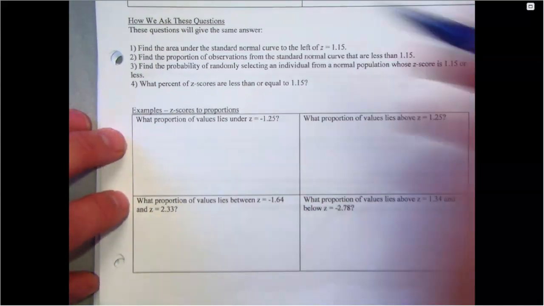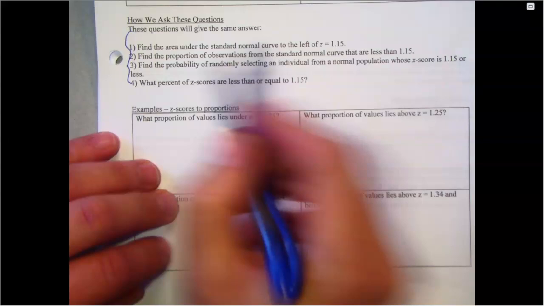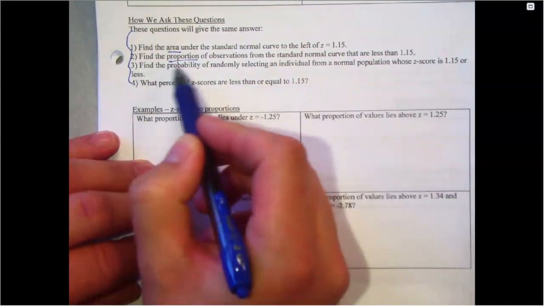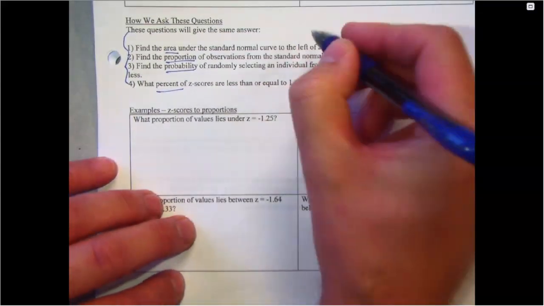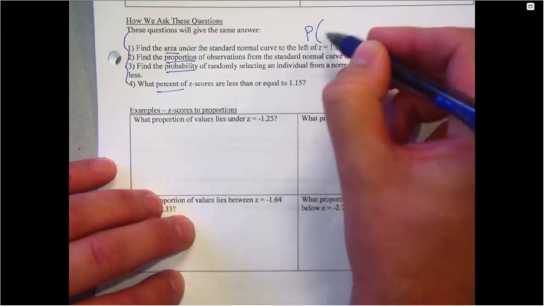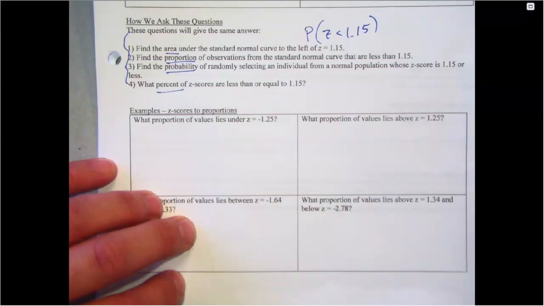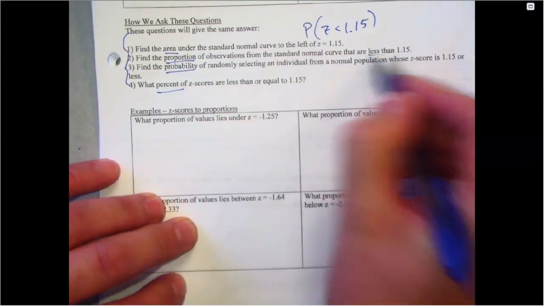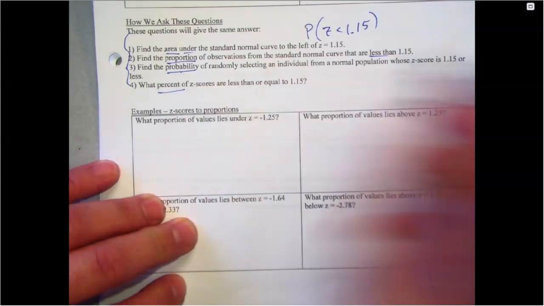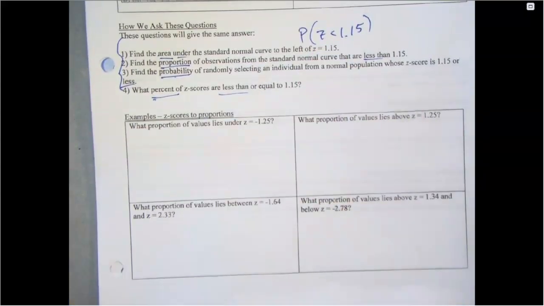First of all, I want you to read through these and realize that they're all asking the exact same question. Area, proportion, probability, percents, all tell you the same thing. You might see it written like this: probability Z is less than 1.15. Those are all the same. Area under, proportion less than, probability of that or less, percent less than or equal, and that's just another way to write the same thing.